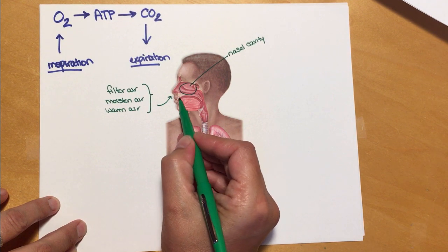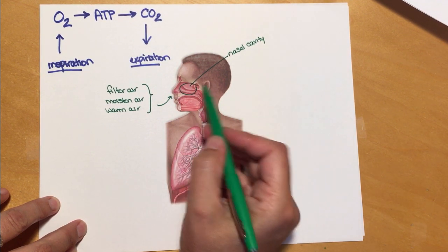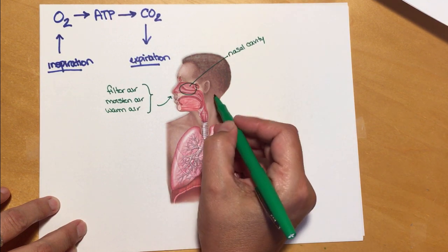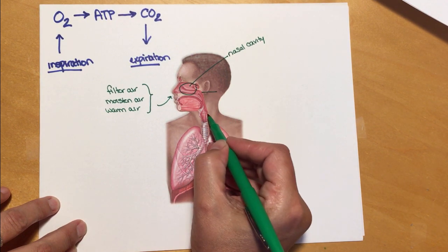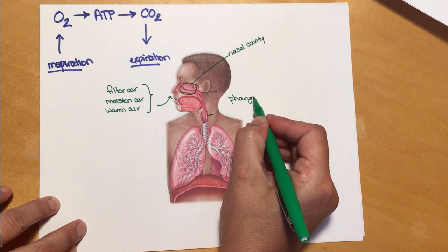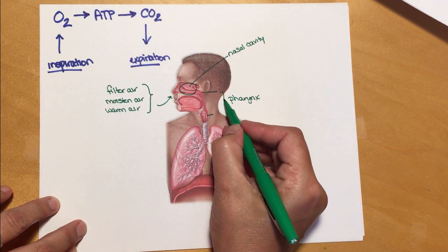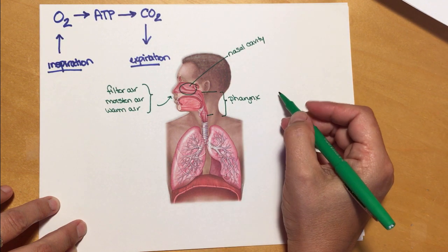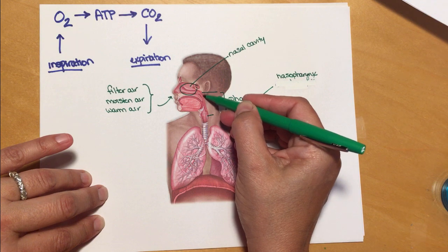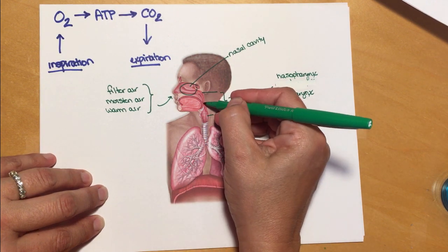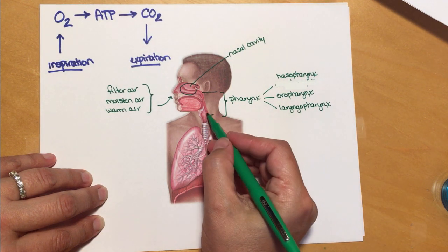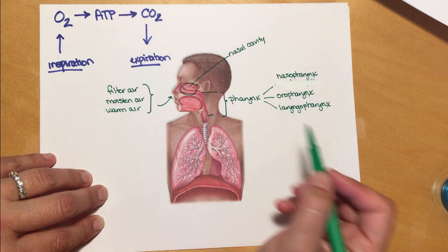This here is the oral cavity. That's your mouth. So we have the nasal cavity and we have the oral cavity. Behind or posterior to both of those areas is something called the pharynx. There are actually three areas to the pharynx. The nasopharynx is the area right behind the nasal cavity. The oropharynx is the area right behind the oral cavity. And the laryngopharynx is the area right behind the larynx.